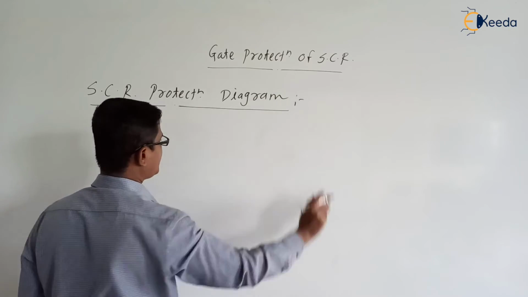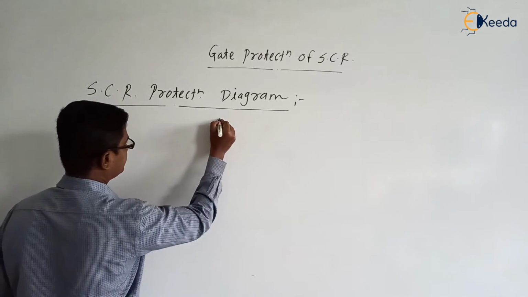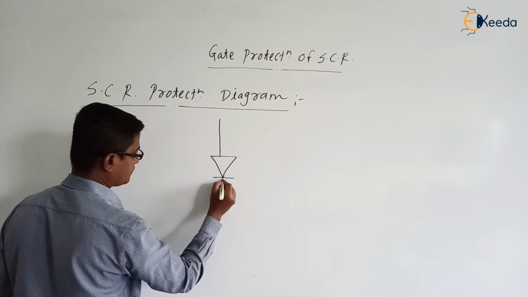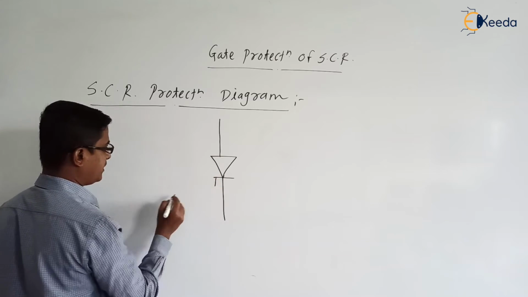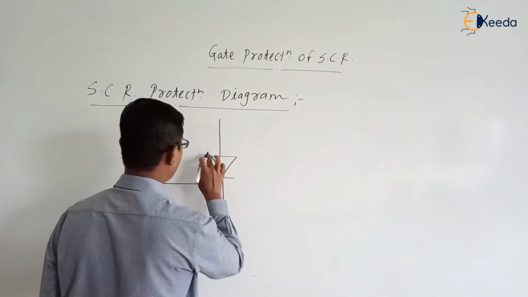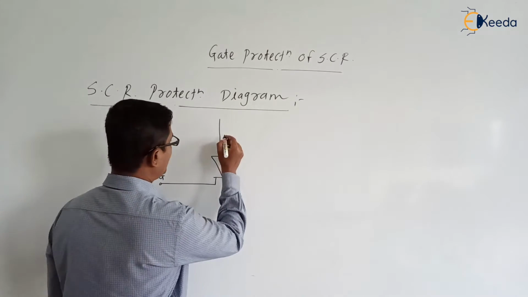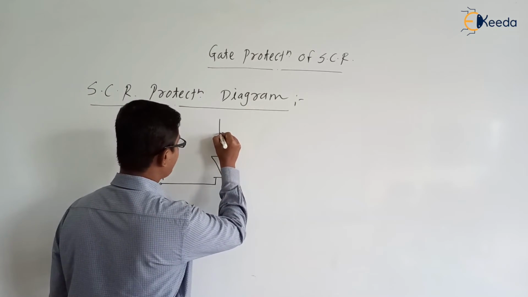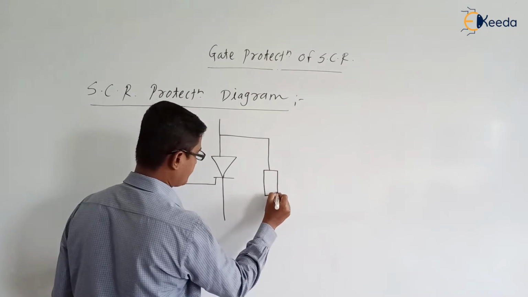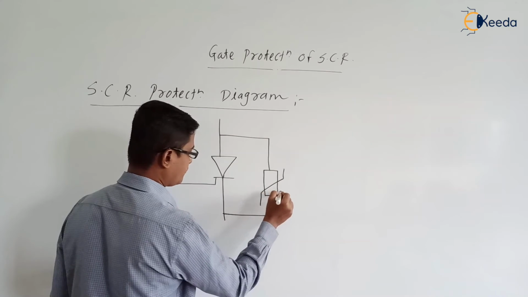Yes, so as long as the SCR is considered, we need to protect it against various things. Suppose this is the SCR we are having. This is the gate, right? So next, in order to protect the SCR against over voltage, we need to connect the varistor. So we can connect the varistor here. This is the varistor.